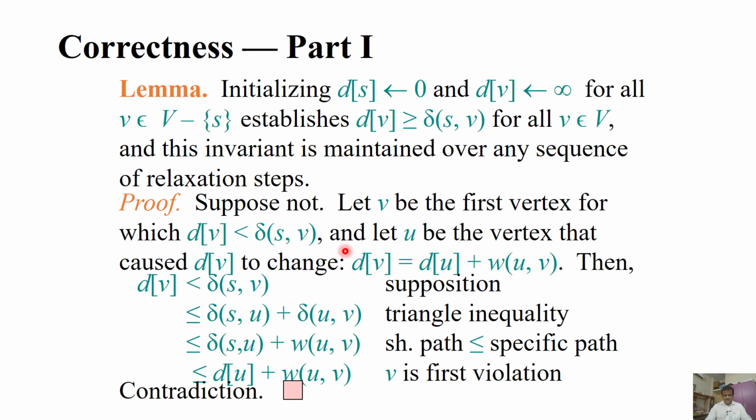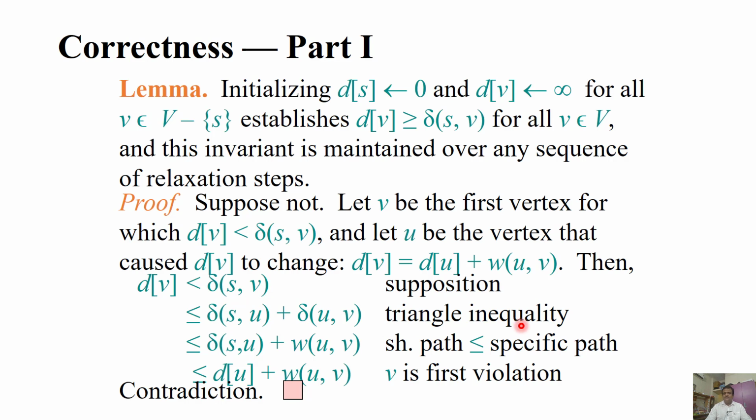Okay. And let U be the vertex that causes dV to change to dV equal to dU plus w(U,V). Because the key value of V has to change from infinity to some number, otherwise infinity is always greater than some real value. So, suppose U is the vertex that caused this change of the key value of V. Okay. Now, what is dV? We assume this to reach a contradiction: we assume that dV is less than delta of S comma V.